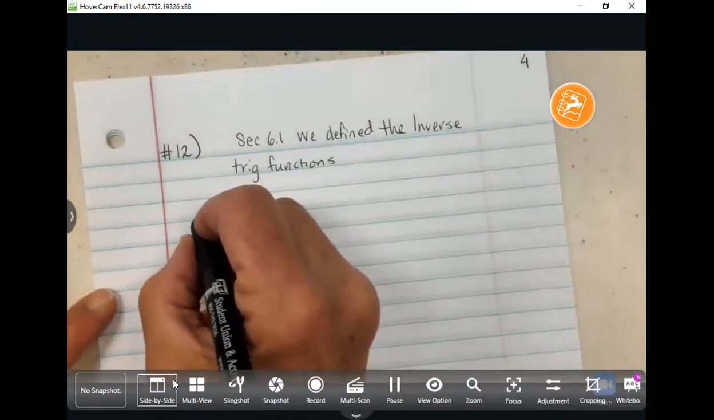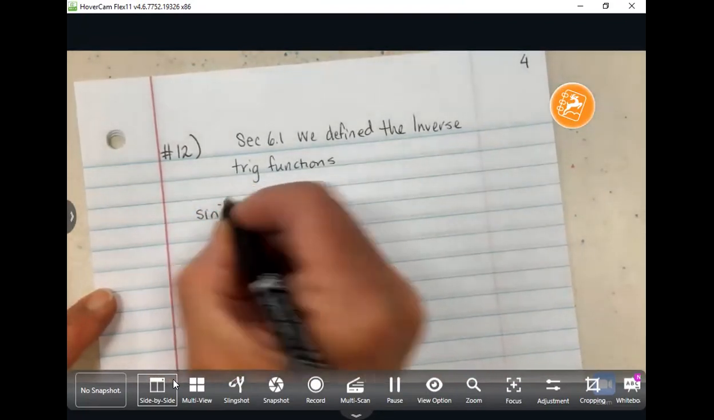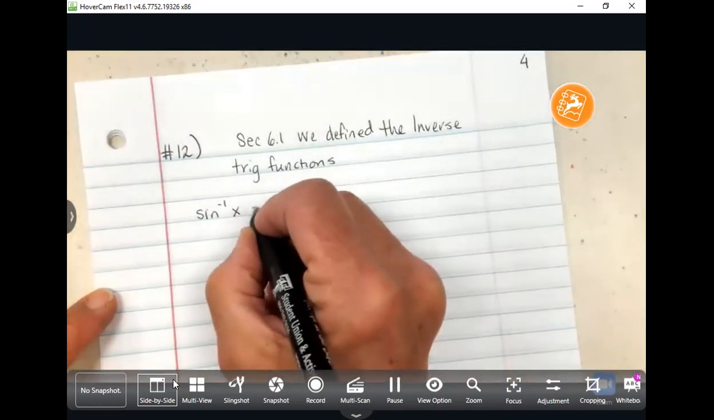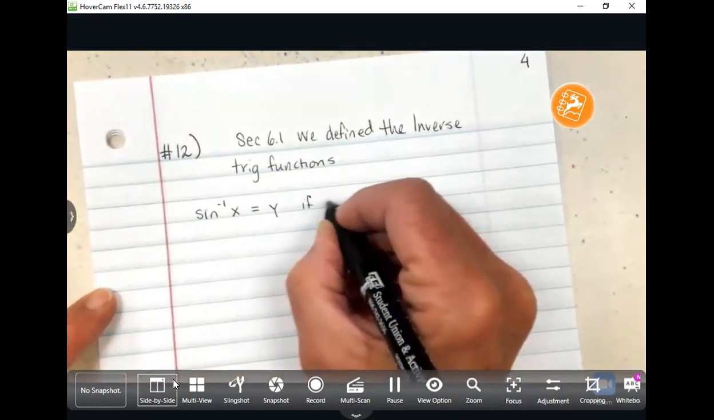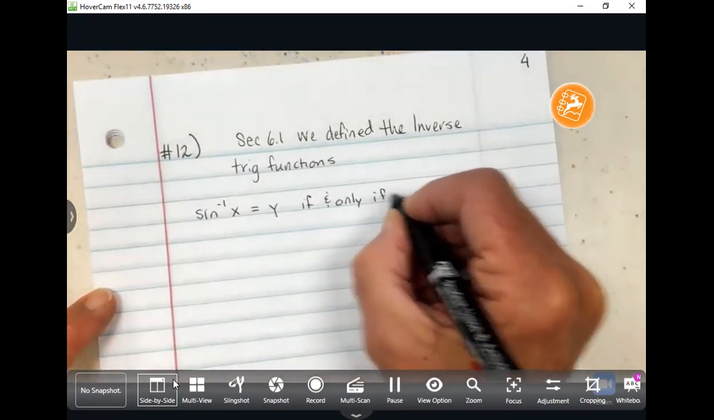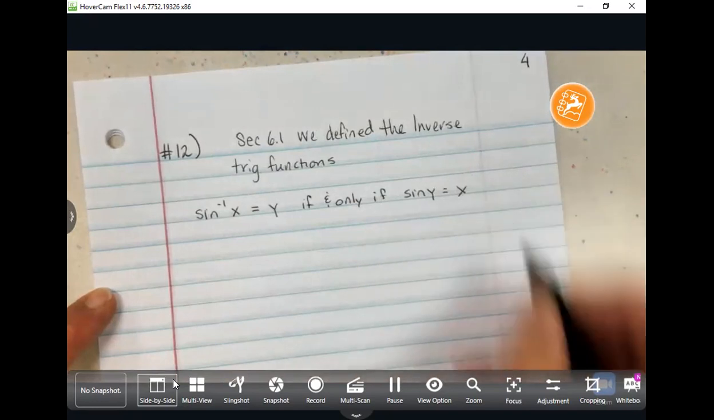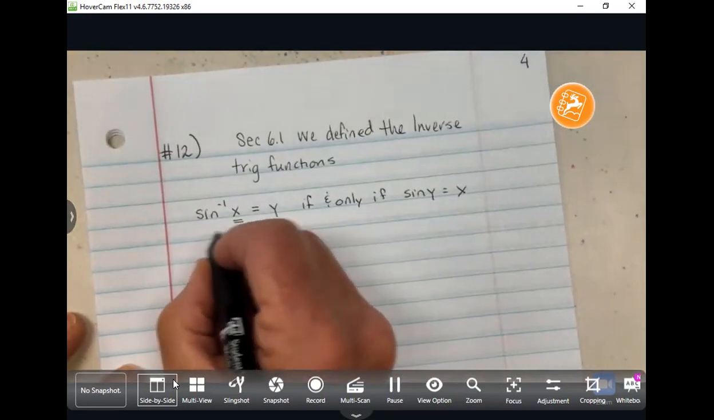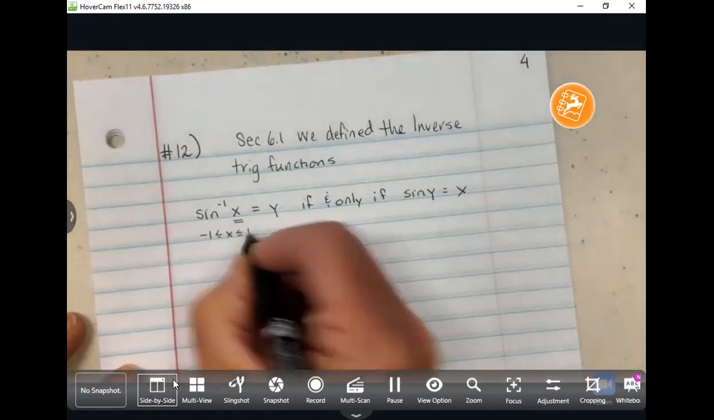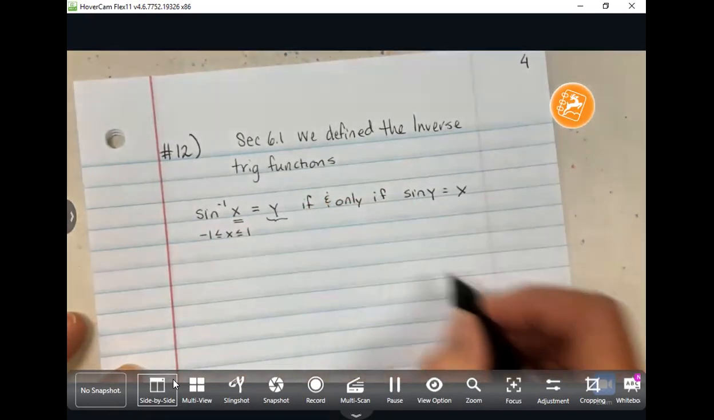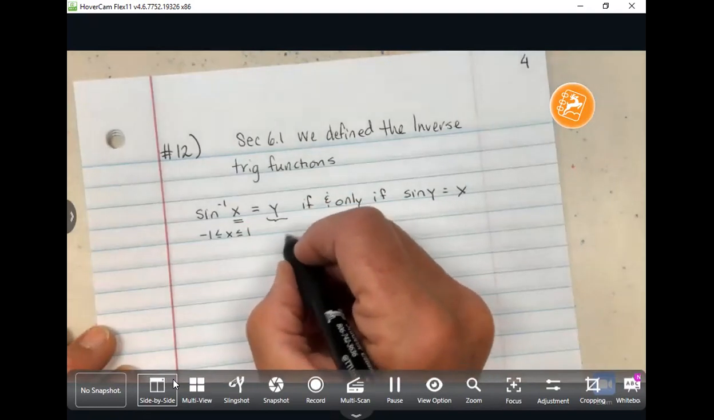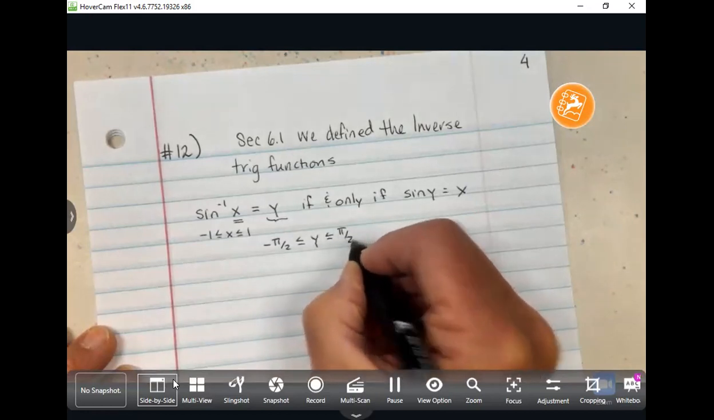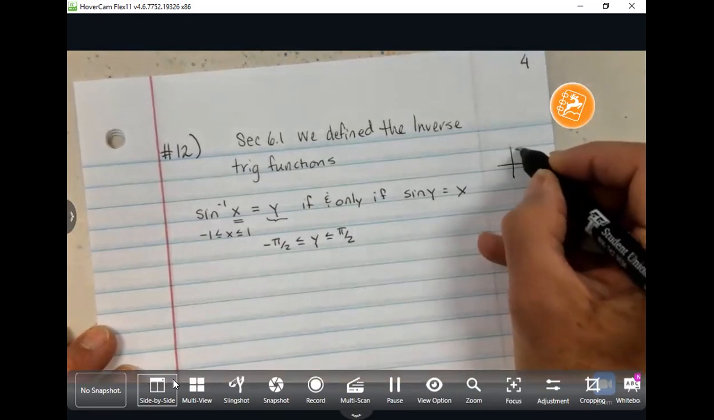The way is as follows: we defined the inverse sine of a number x as an angle y if and only if the sine of that number y is that angle x, where the numbers x are between 1 and -1. But the angles that it spits out are acute angles between -π/2 and π/2. So it's only giving me angles back here or here.